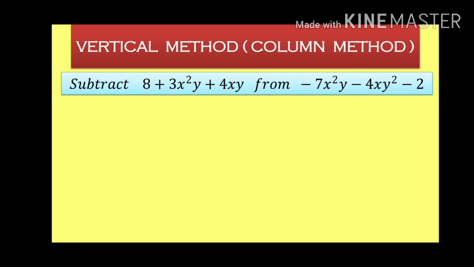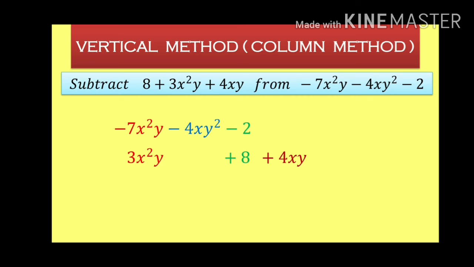Next, let's take another one. Here, from what is given, that one will come first. Remember this: from whatever is there. Then here you can see that in the subtraction we have 8 plus 3x squared y plus 4xy. So what to do? x squared y should come under x squared y, xy should come under xy, but we don't have xy. Now let's see, this is the way to put it. You see here, under x squared y we have written x squared y, under minus 2 we have written plus 8. Now these are the like terms.